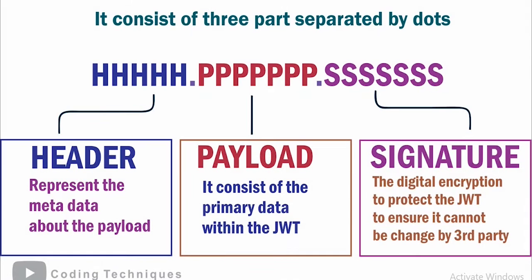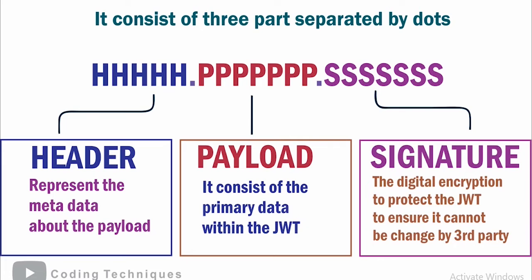and it consists of 3 parts separated by dot. We have the header, payload, signature. As you see the structure in the picture, we have the header, the payload, and the signature. The header represents the metadata about the payload, and the payload consists of the primary data within the JWT.